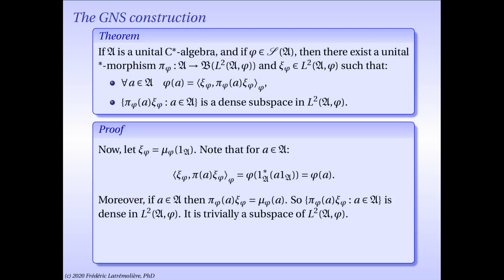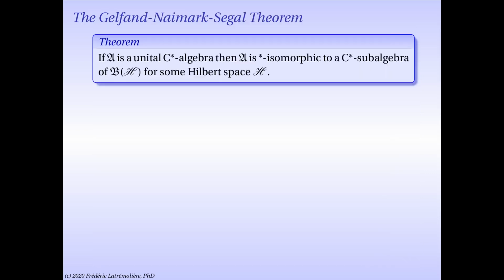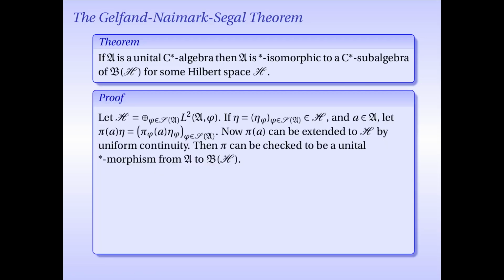It will be an interesting question to know when do we have states for which this construction leads to an actual injective star morphism, and such states will be called faithful states. But for the time being, what I'm going to say is, well, I can still get that every unital C-star algebra is star isomorphic to a C-star subalgebra of bounded operators on some Hilbert space using the GNS construction. All I have to do is maybe be less demanding as to what a Hilbert space is going to be. Let's prove this important result.